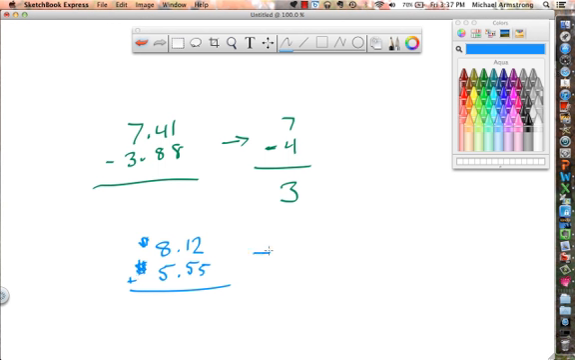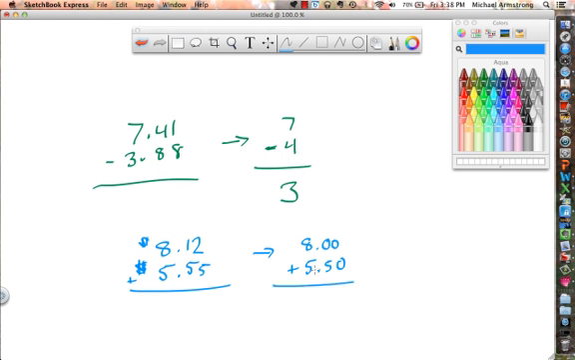Okay, so if we're using our benchmarks, we're just going to say, well, is 12 closer to 0 or 25? You know, that's kind of a tough one. It's actually closer to 0. 13 would be closer to 25. That's almost right in the middle, but we would still round that down to $8 even. And 555 would round down to $5.50.